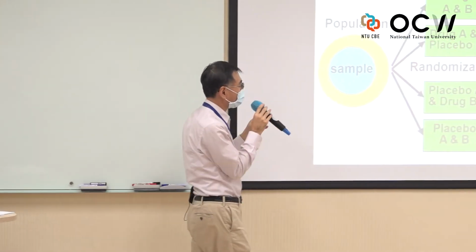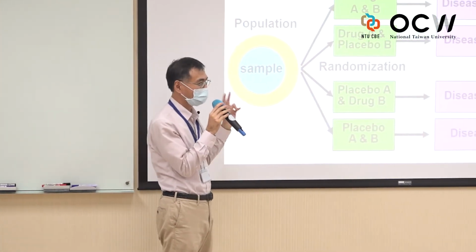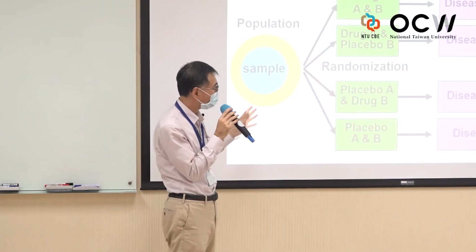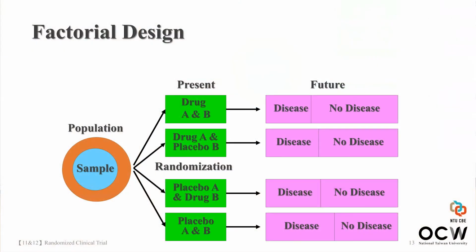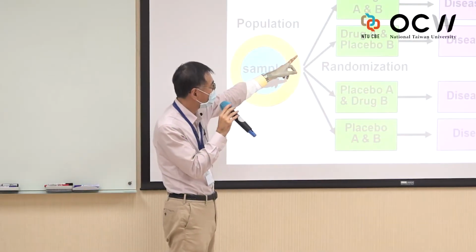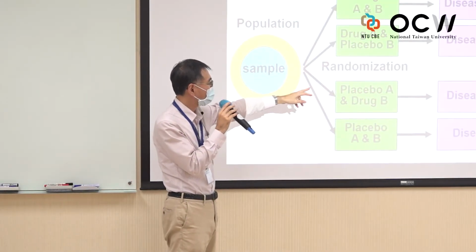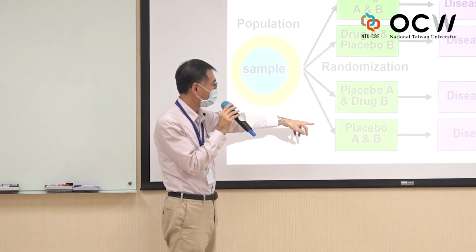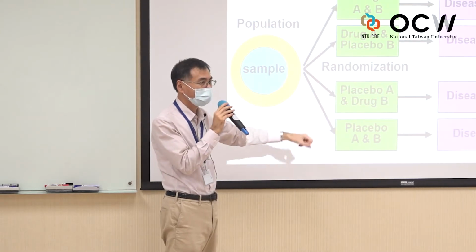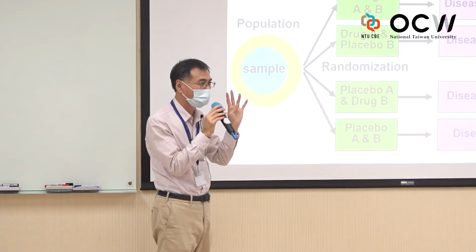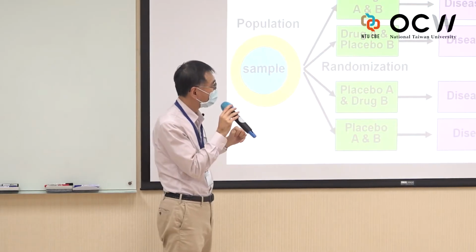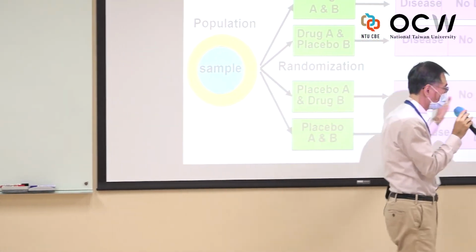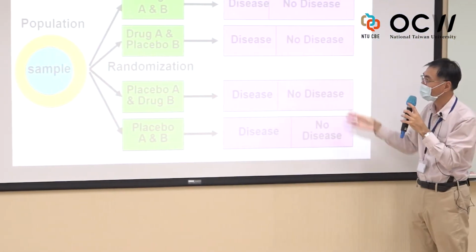Yeah, factorial design. It's kind of dancing, right? Because we have two methods of treatment or intervention here, A and B, basically we have to split them into four groups by randomization. The first group is drug A and B. The second one, drug A but placebo B, placebo A but drug B, and placebo A and B. So there are four kinds of combination for two interventions. Then we all follow up for exactly the same thing here. But now we have four groups.